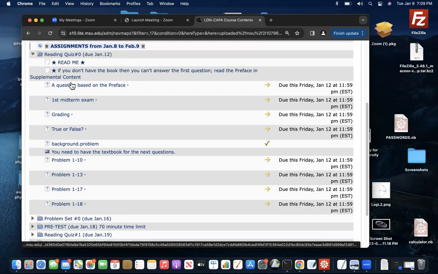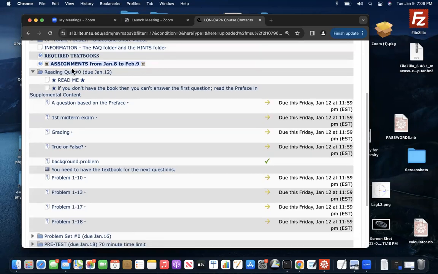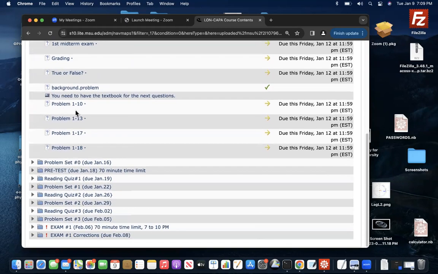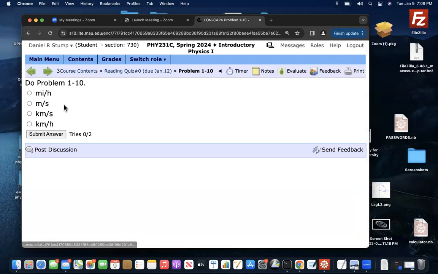Now, if you haven't read the chapter, you may not be able to answer these questions. Although chapter 1 is just math, it's not really physics. So chapter 1 is just math, and most of you are science majors, so you've done enough math, you can probably do these problems. Problem 110 is about units. So these will be easy.